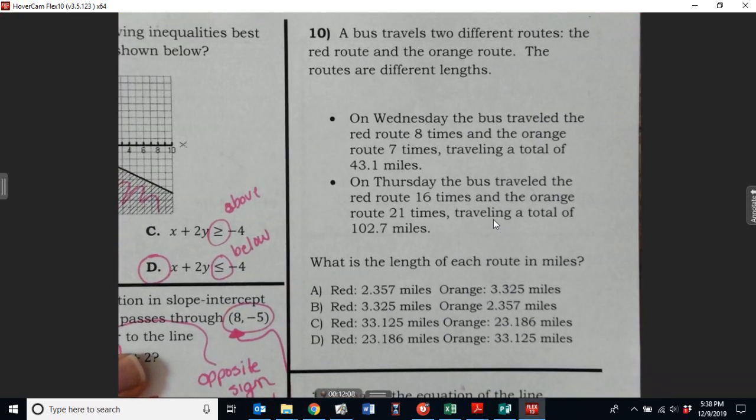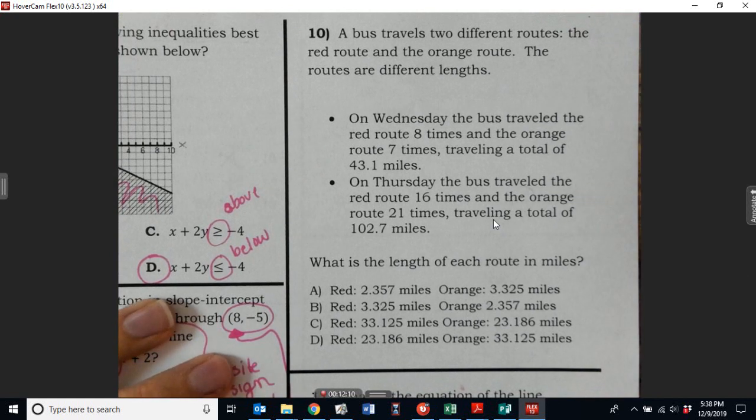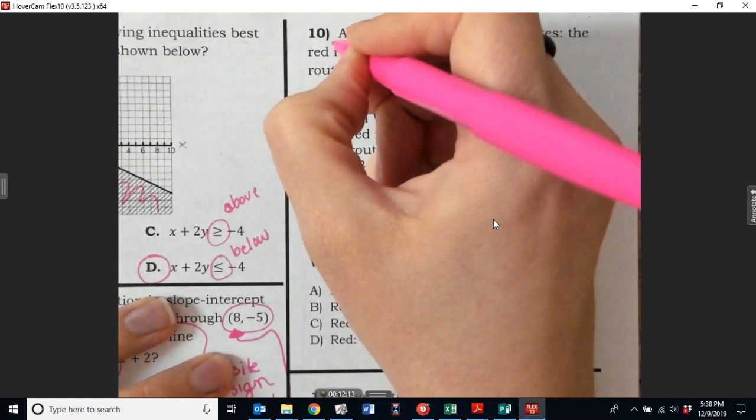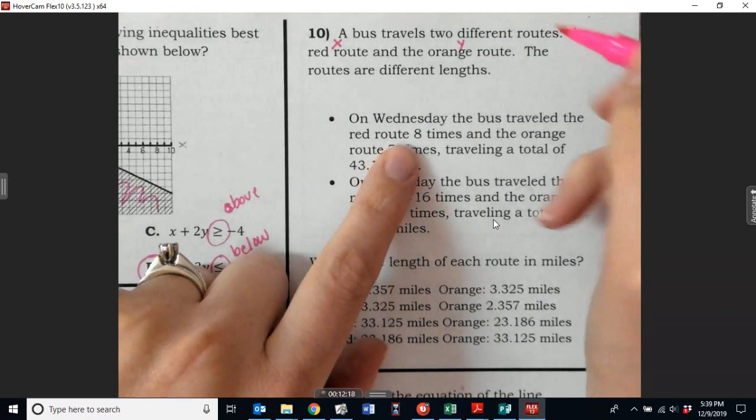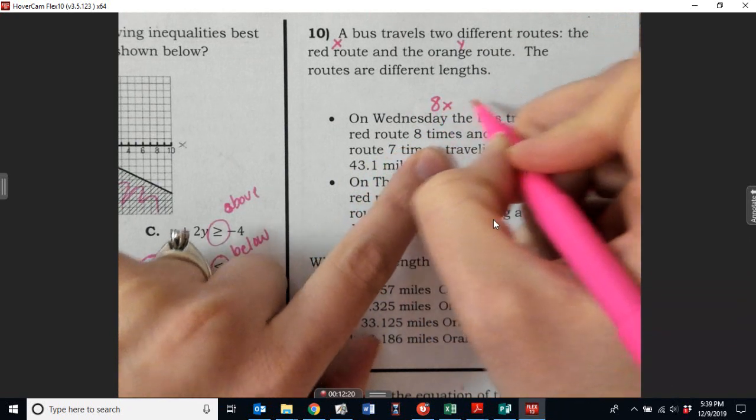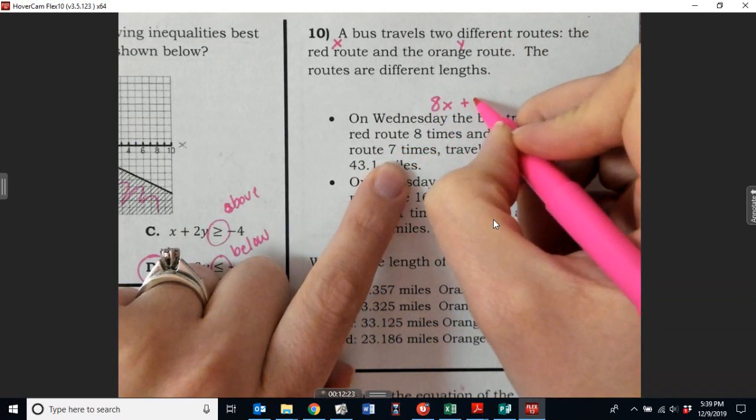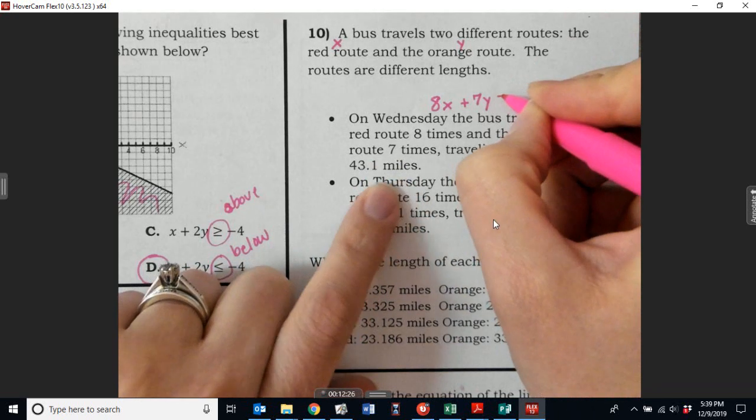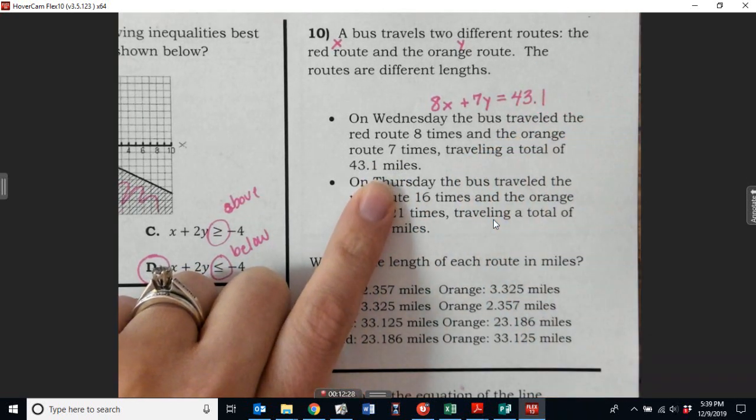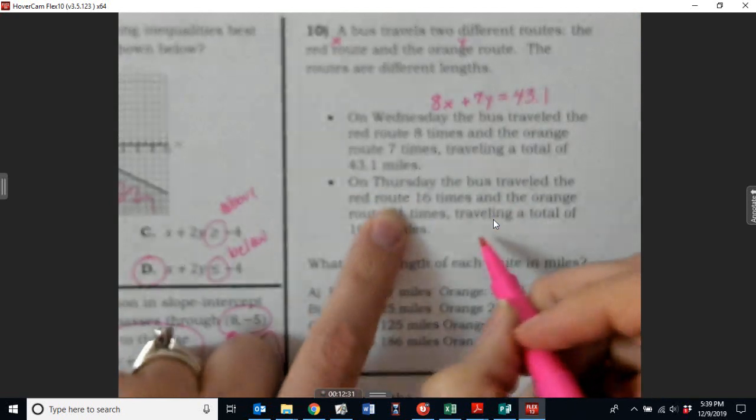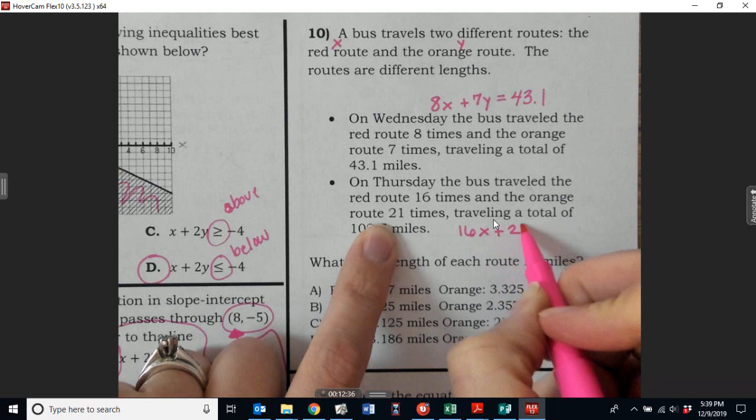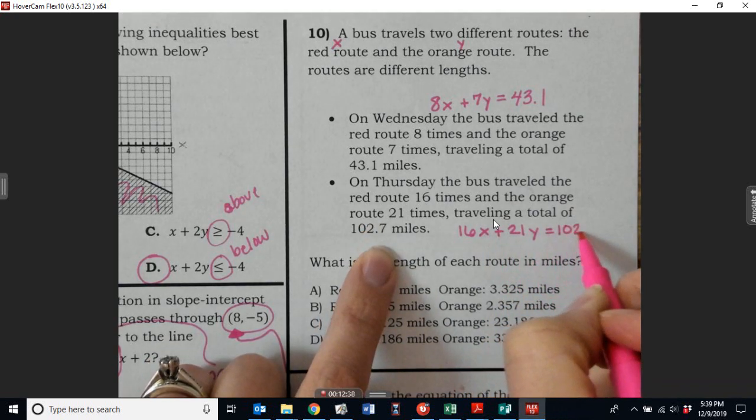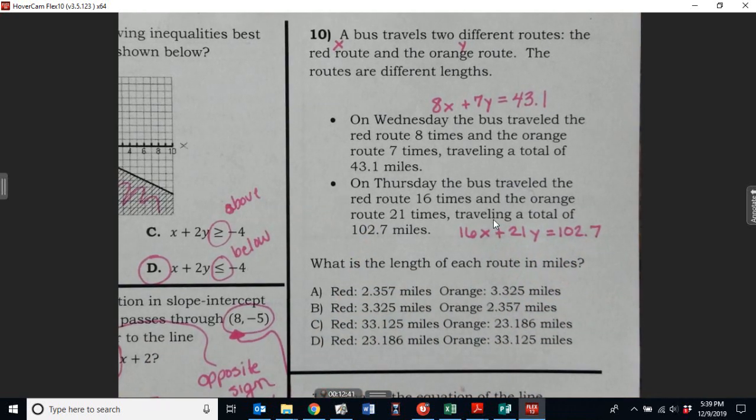All right, number 10. A bus travels 2 different routes, the red route and the orange route, and the routes are different lengths. For today, we are going to call the red route X and the orange route Y. On Wednesday, the bus traveled the red route 8 times, so 8X, plus the orange route 7 times, so 7Y, equals 43.1. And then on Thursday, the bus traveled the red route 16 times and the orange route 21 times, for a total of 102.7 miles. What is the length of each route in miles?